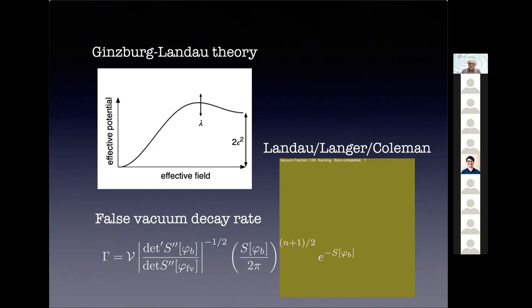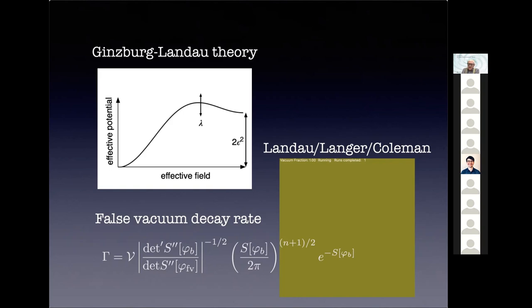Throughout this talk, I'm going to use a common notation where the potential barrier is going to be parameterized by some parameter lambda. And the difference in energy between the true minimum of the potential and the local minimum is going to be labeled by this parameter epsilon.